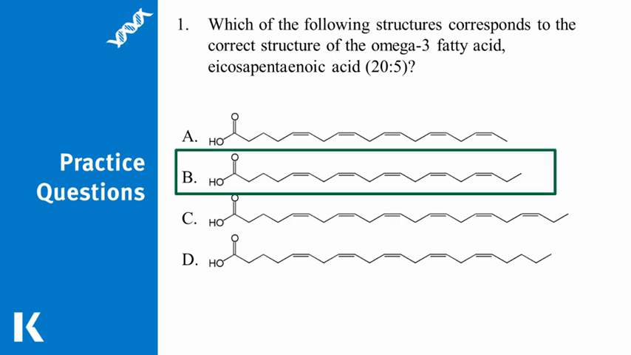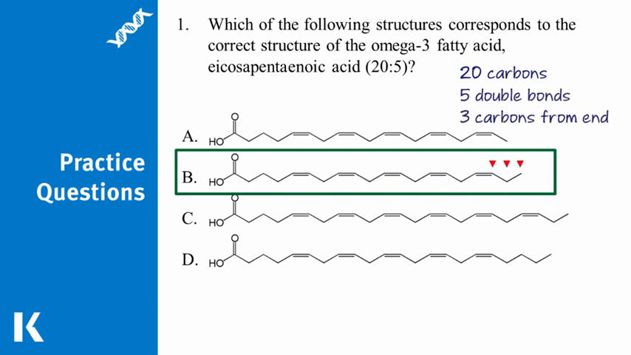The answer is B. Answer choice B has 20 carbon atoms, 5 double bonds, and the last double bond is 3 carbons away from the end. This corresponds to all of the features present in the name of the fatty acid given in the question stem. You can use the number of carbon atoms to eliminate the other answer choices.